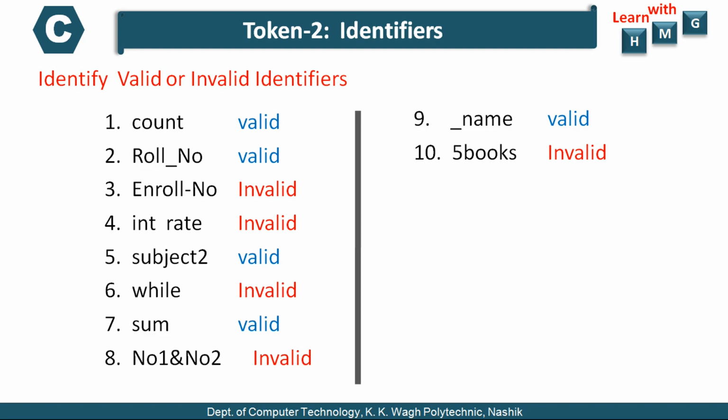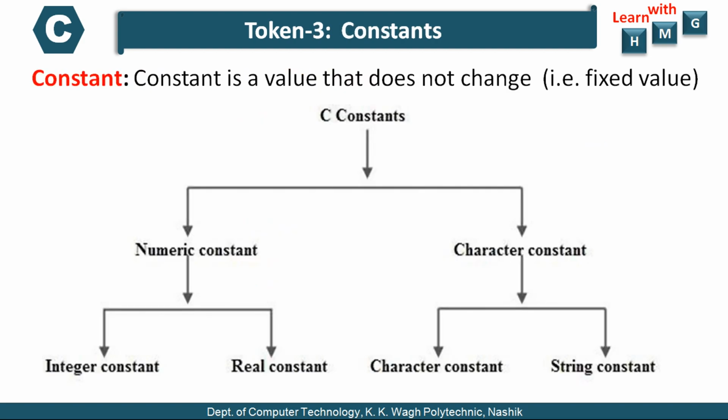No1 ampersand no2, ampersand is an invalid character, that's why it is an invalid identifier. Underscore name, so you may start your identifier with underscore as a first character, so it is a valid identifier. 5 books, so 5 is the first character which is a digit, which is against the rule, and that's why it is invalid. So like this, whenever you are defining your variable name, array name, function name, etc., you should be careful about these 4 rules and use valid identifiers only.